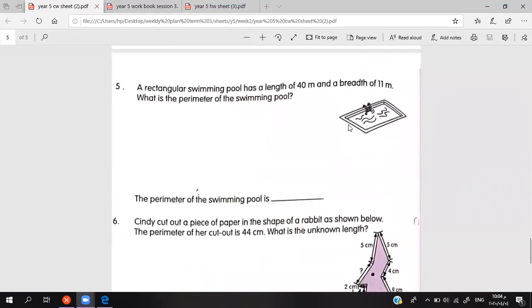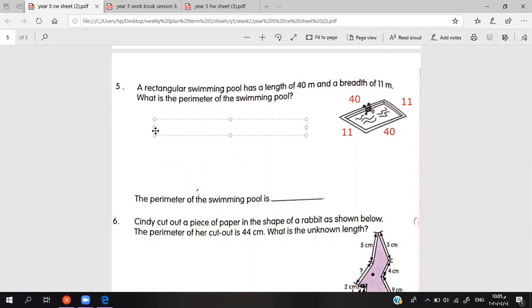Now the last page. A rectangular swimming pool, a swimming pool that looks like a rectangle, has a length of 40 meters. I'll write it right away: the length is 40. And I know that this side must be equal to this side. And a breadth of 11. This means that this is 11 and this is 11. What is the perimeter of the swimming pool?